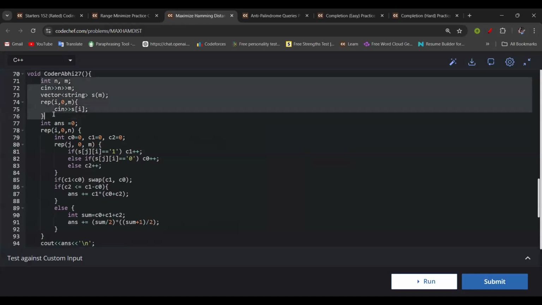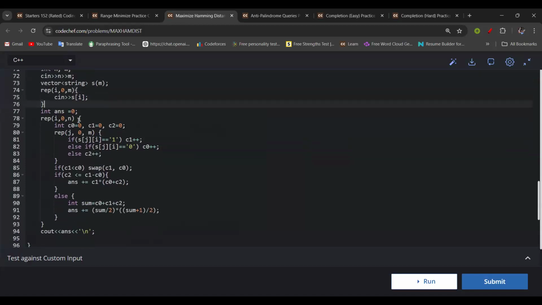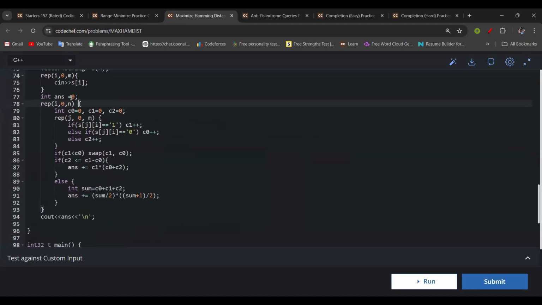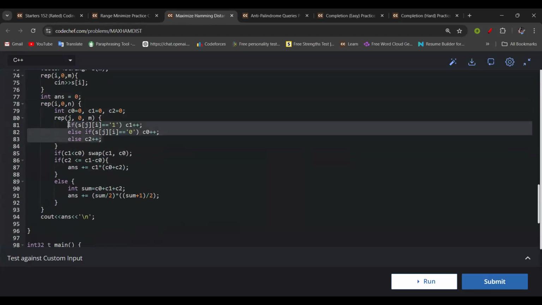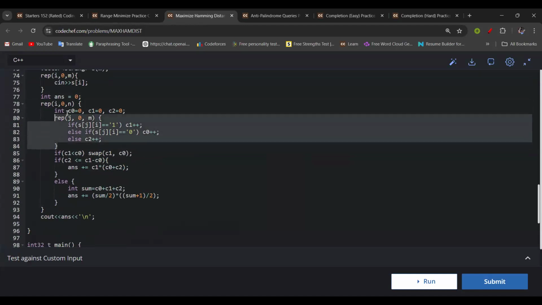Now I'm taking this input. After that, I'm assigning my answer variable, answer equal to 0, initially. Now I would go to every row, and for every row I would compute C0, C1, and C2. All these three values would be computed, so I would go on a loop. If S of j i is 1, C1 plus plus. If it is 0, C0 plus plus, else C2 plus plus. The count of zeros, ones, and question marks is computed in this loop.